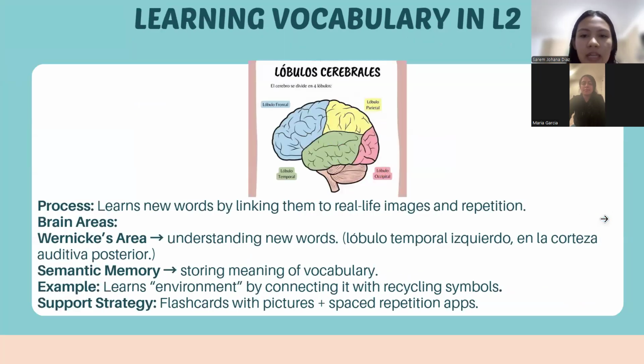Learning vocabulary in a second language. Maria learns new words by linking them with images and repeating them. Here, the Wernicke's area is activated, which helps with comprehension or understanding of language, and semantic memory, where meanings are stored. For example, she learns the word environment by connecting it with recycling symbols. Her support technique is flashcards with pictures and spaced repetition apps.